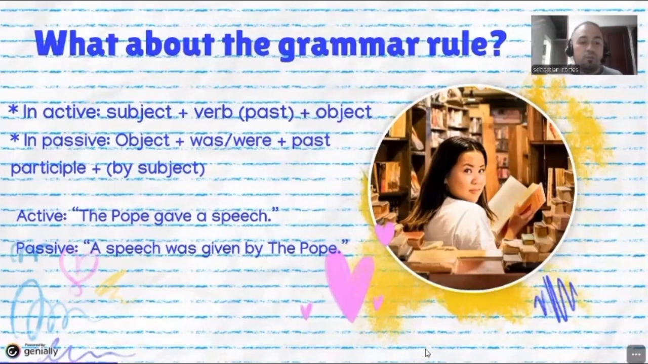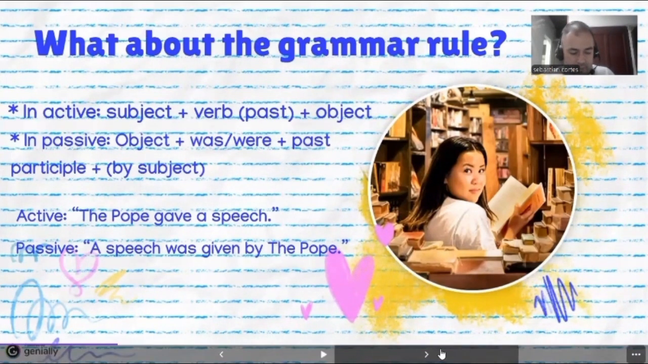Let's take a look at the example. In the active voice, we have: the Pope gave a speech. In the passive voice, we have: a speech was given by the Pope. Easy peasy? Want to practice?